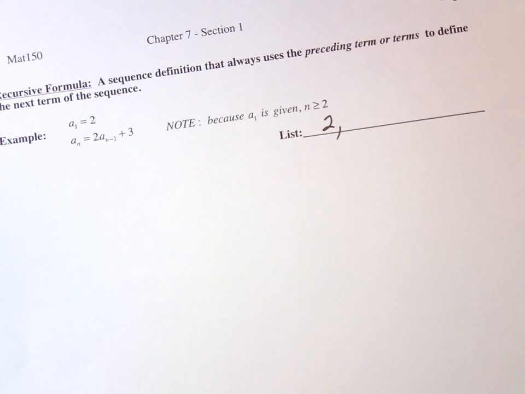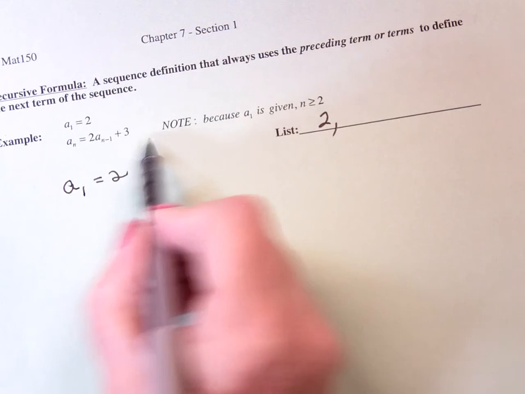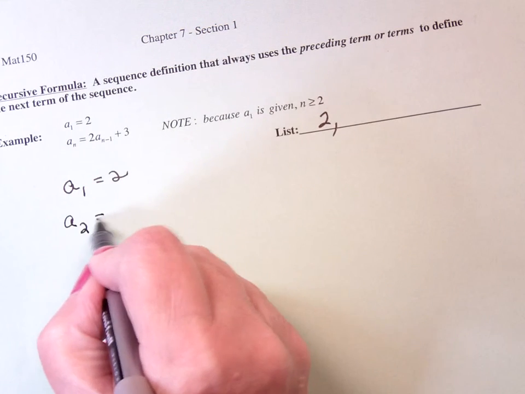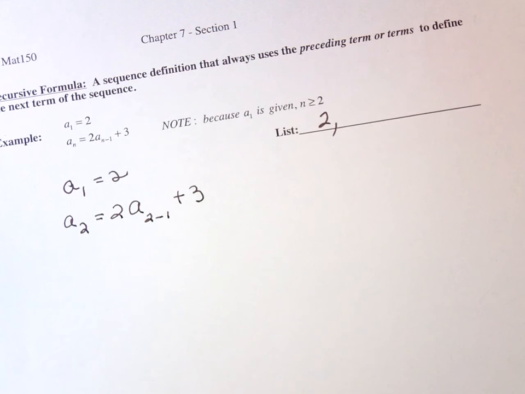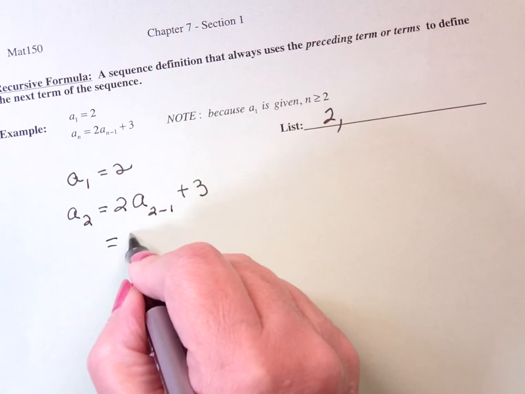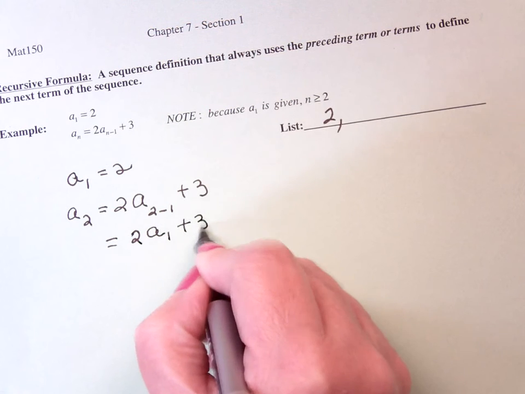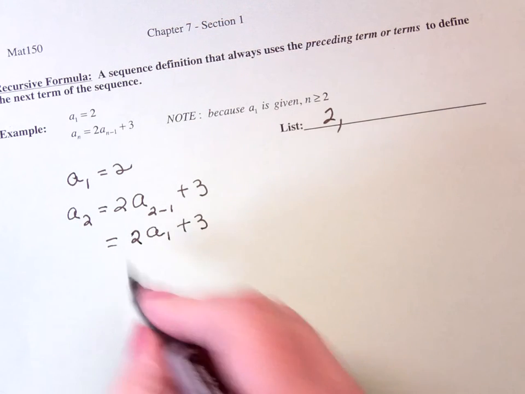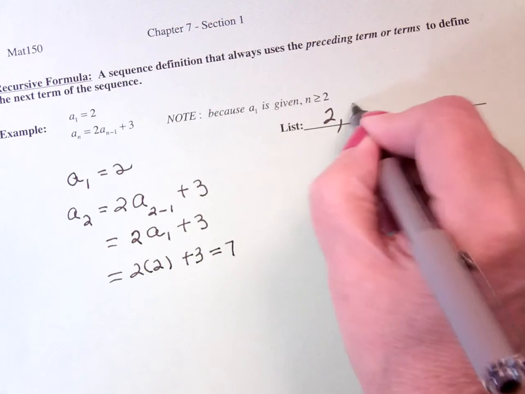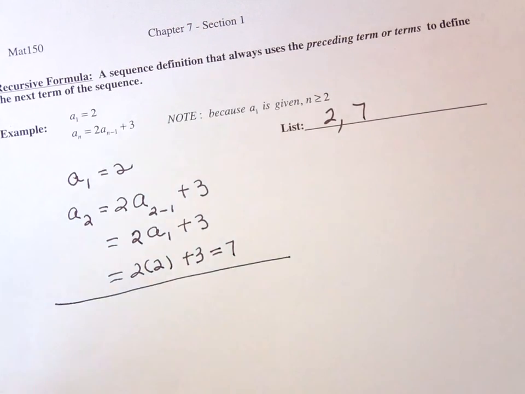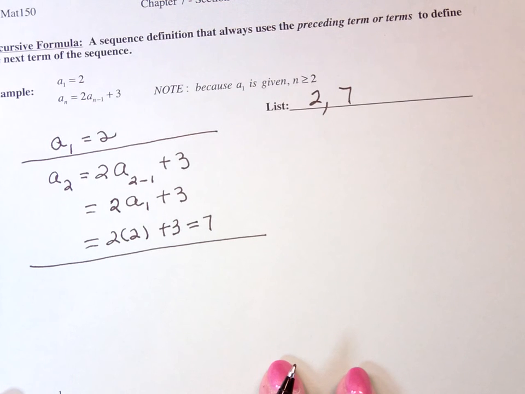These guys are vicious. So we know that A sub 1 is 2. And then it says, here's my sequence generator. You're going to get A sub 2 by taking 2 times A sub 2 minus 1, plus 3, which is 2 times A sub 1 plus 3, and I know what A sub 1 is. It's the one I was given. So it's 2 times 2 plus 3, which is 4 plus 3, or 7. And I have to calculate each one of these separately.